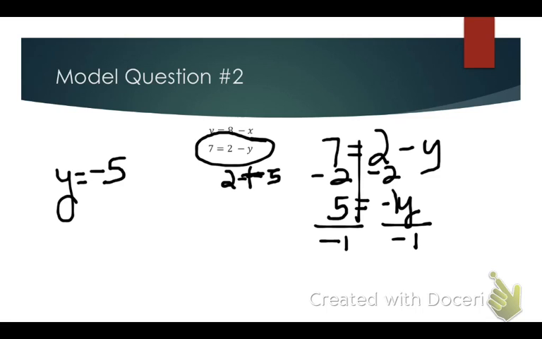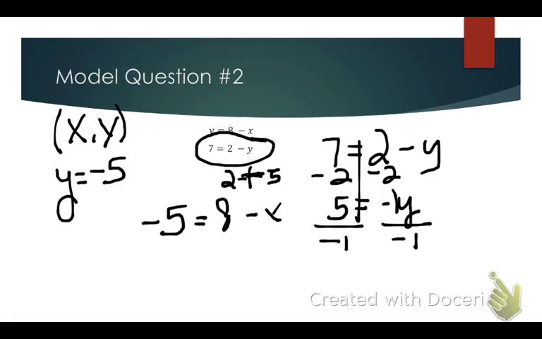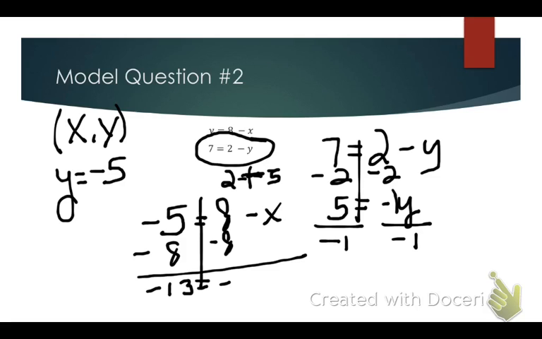Now I know in a system, I should have an answer as an ordered pair. So go back up here. I'm going to put in negative 5 for y. Negative 5 equals 8 minus x. I'm going to go ahead and subtract 8 from both sides. I get negative 13 equals negative x. And again, I divide both sides by a negative. So x equals 13. Come back over here, and I know that x equals 13.